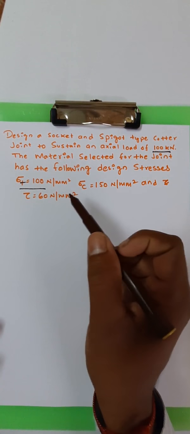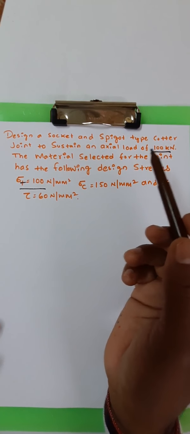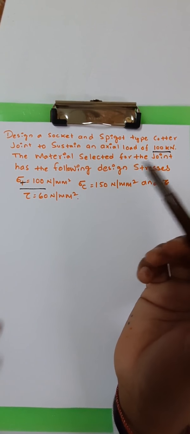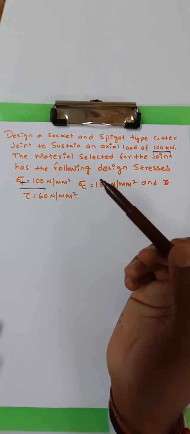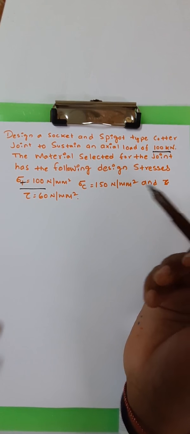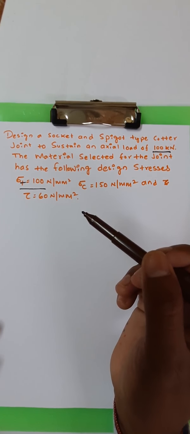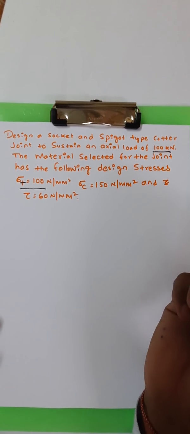So here we need to design a socket and spigot type cotter joint to sustain an axial load of 100 kilonewton. The material selected for the joint has the following design stresses: 100 Newton per mm square tensile, the crushing stress 150 Newton per mm square, and the shear stress 60 Newton per mm square. Okay, these are the stresses for the selected material.